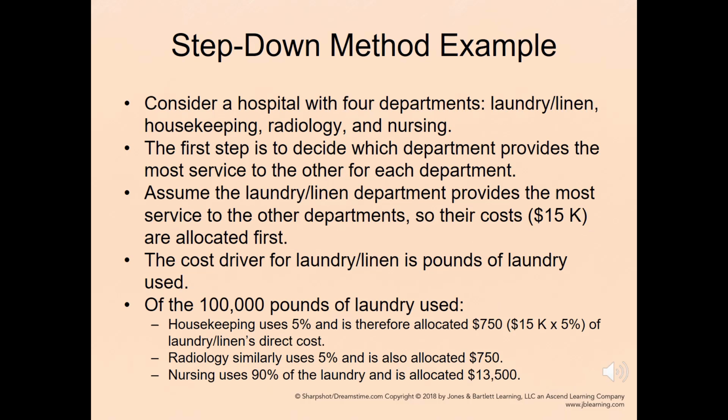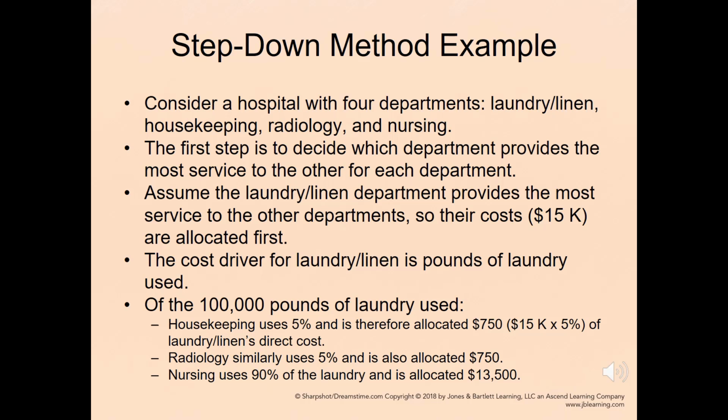For example, consider a hospital with 4 departments: laundry or linen, housekeeping, radiology, and nursing. The first step is to decide which department provides the most service to the other for each department. Assume the laundry linen department provides the most service to the other departments, so their costs, $15,000, are allocated first. The cost driver for laundry linen is pounds of laundry used.